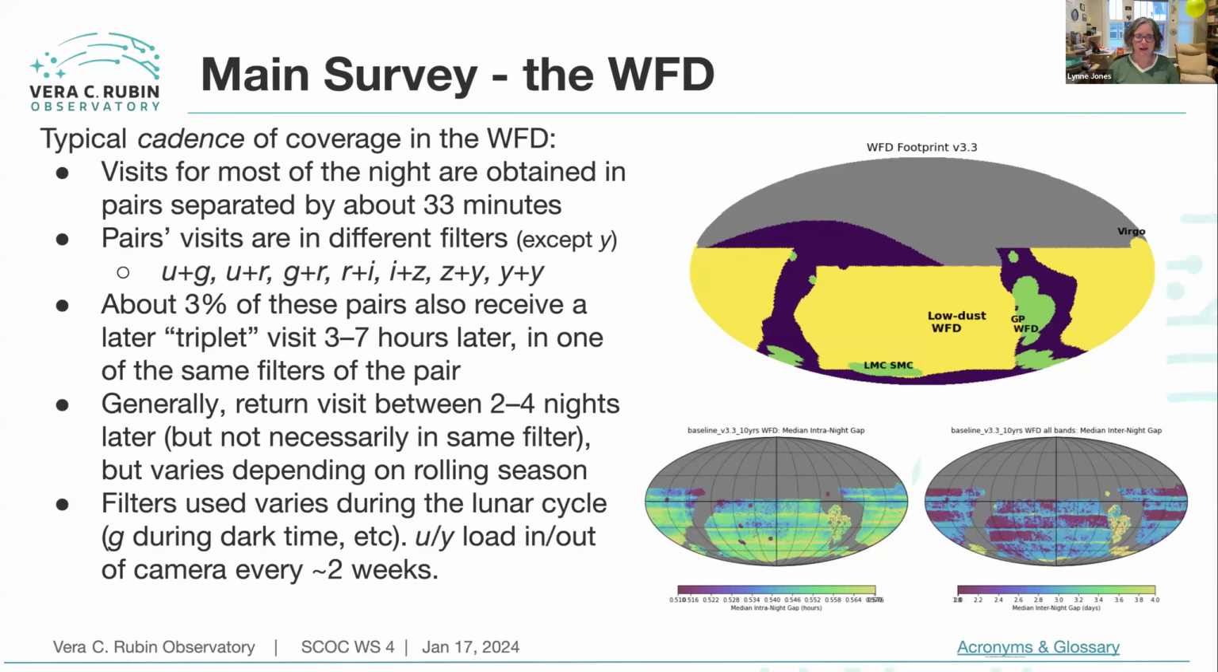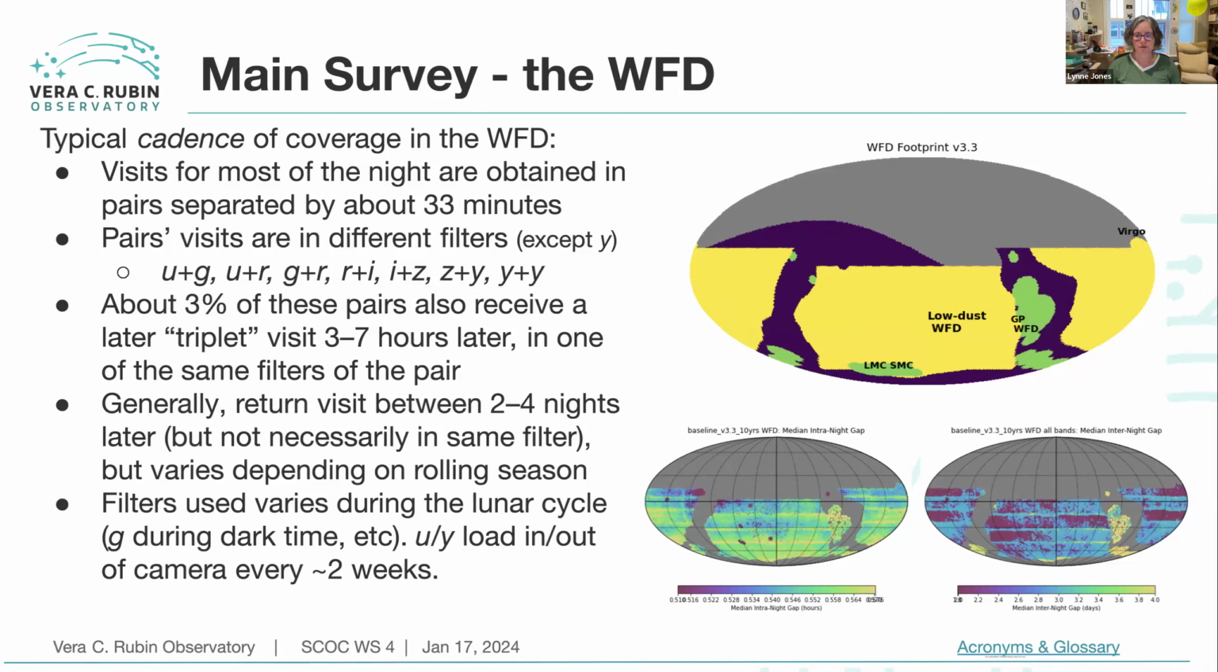The typical cadence of coverage in the YFAST Deep, some useful back of the envelope numbers. Most of the visits are acquired in pairs, separated by about 33 minutes. The pairs are in different filters. So currently we pair U with G, U and R, G and R, R and I, I and Z, Z and Y, and then Y and Y.